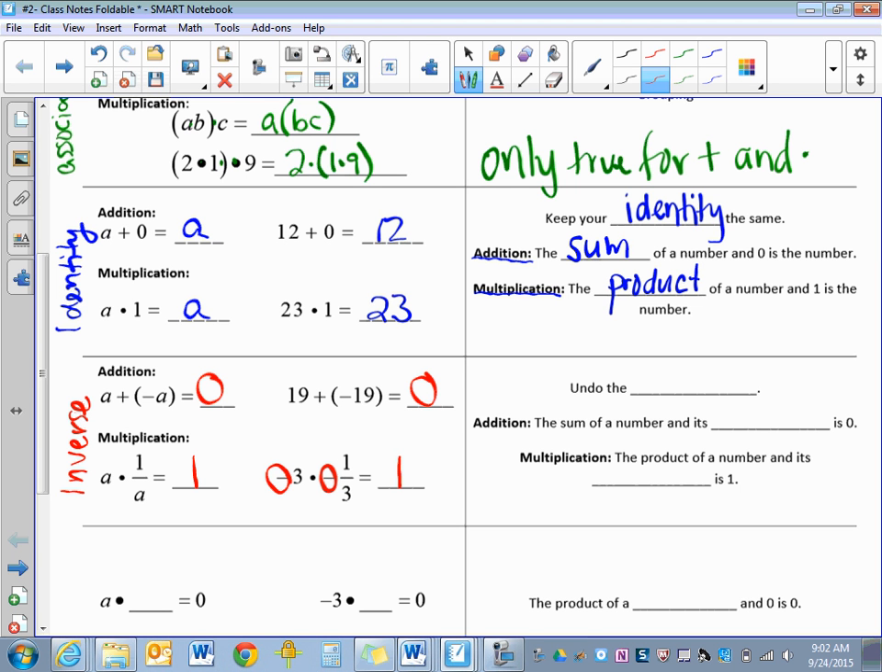Right? So for this, we want to undo the operation. So let's undo the operation. It's kind of the opposite. For addition, the sum of a number and its inverse is 0. So the inverse of a is negative a. Multiplication, the product of a number and its inverse is 1.